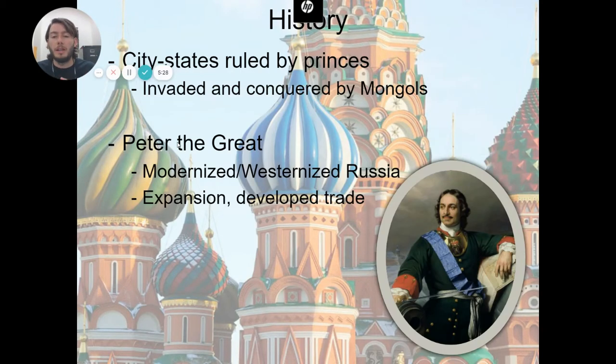So what ends up happening is one of the princes says, you know what, if we didn't have city states, if we were all united as one thing, we could make a plan to be able to hold off the Mongols. This prince, he was known as Peter the Great. He modernizes and westernizes Russia.